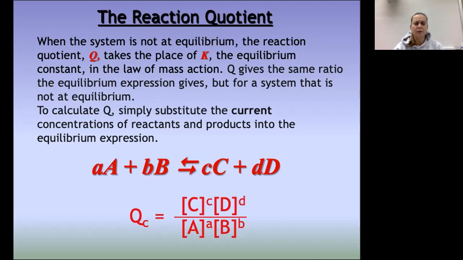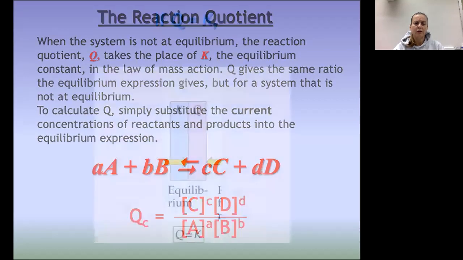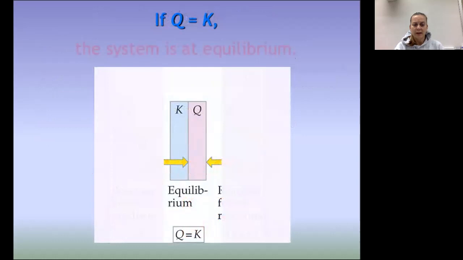So what does Q tell us? Well, Q really is a tool for us to be able to use. So we know that if Q is equal to K, then that means our concentrations are at their equilibrium concentrations, and that means the system is at equilibrium. So when Q equals K, the system's at equilibrium.